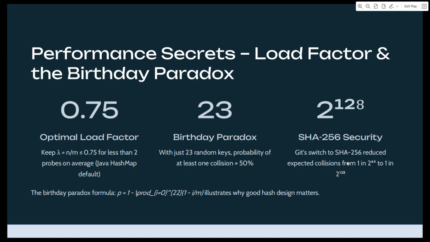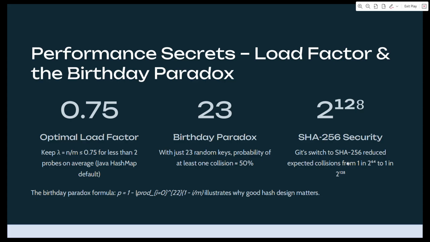Performance secret, load factor and birthday paradox. Two important concepts affect the performance of hash tables. First is the load factor represented by lambda. Load factor equal to n by m, where n is the number of elements and m is the table size. For good performance, the load factor should be less than 0.75. In fact, Java HashMap uses 0.75 as the default value.